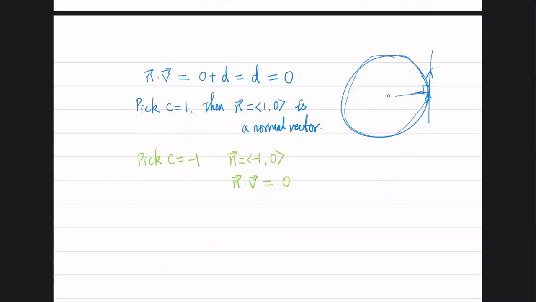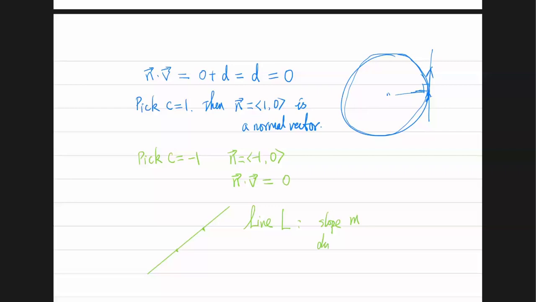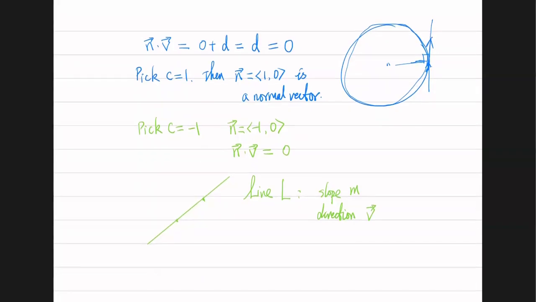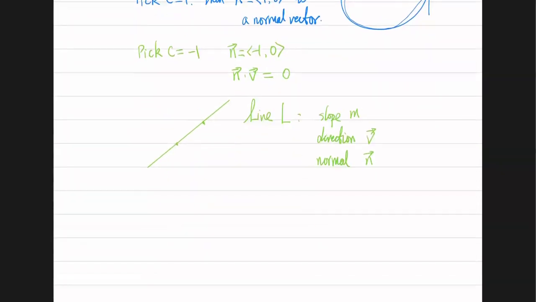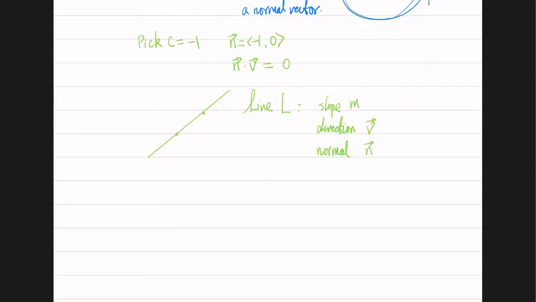Okay, so given a line, we have the slope. We have direction. Now we have the normal vector. Next, we show a connection between the three.